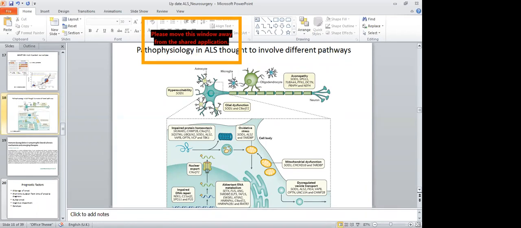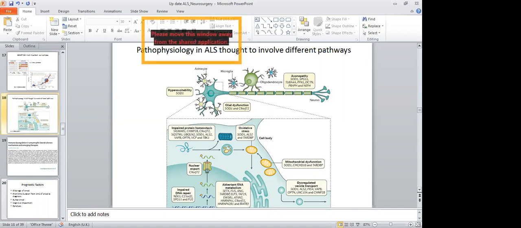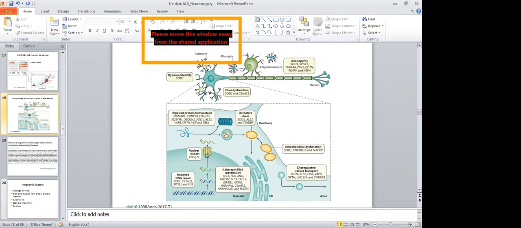And what we have realized is that different pathways seem to be impaired, seem to be disturbed, in a disease like ALS, and you can see that the pathways involved range from impaired protein homeostasis, oxidative stress, mitochondrial dysfunction, RNA metabolism abnormalities, and all of these seem to culminate in nerve degeneration and weakness.